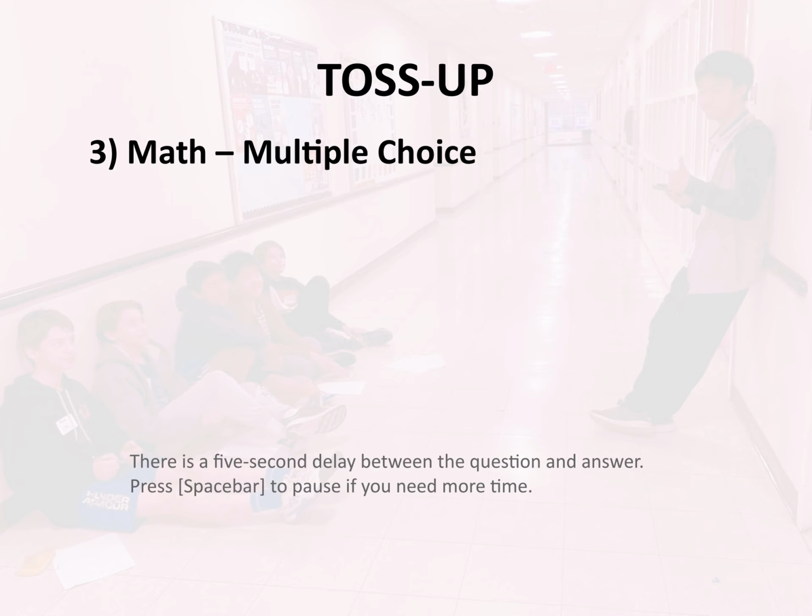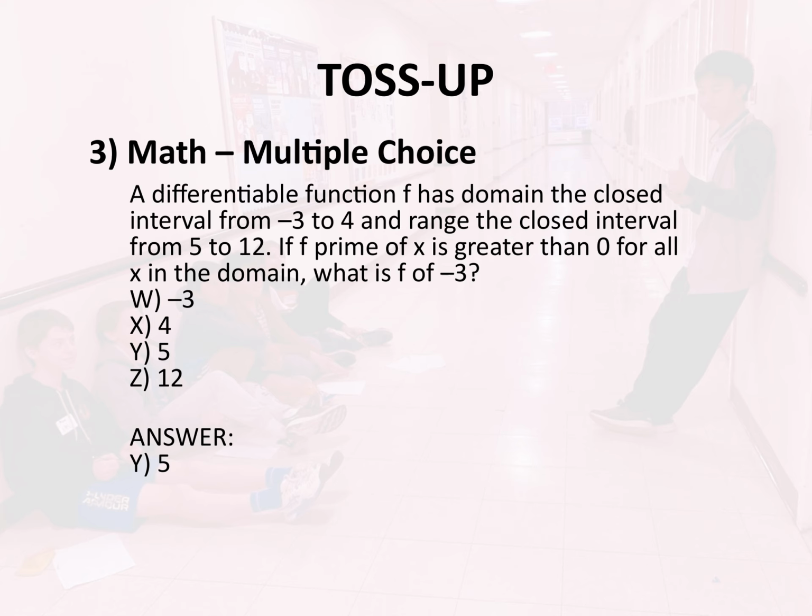Toss-up 3. Math, multiple choice. A differentiable function f has domain the closed interval from -3 to 4 and range the closed interval from 5 to 12. If f prime of x is greater than 0 for all x in the domain, what is f of -3? W, -3. X, 4. Y, 5. Z, 12. Answer. Y, 5.